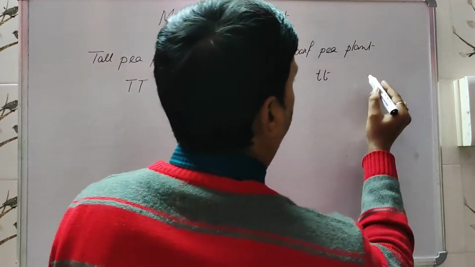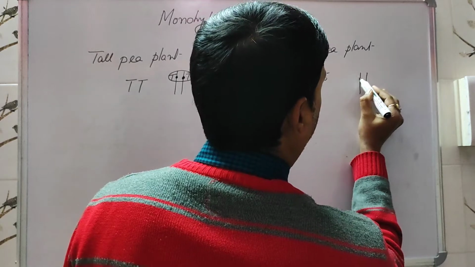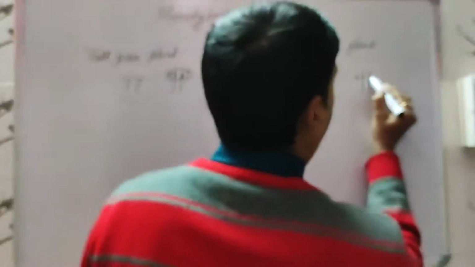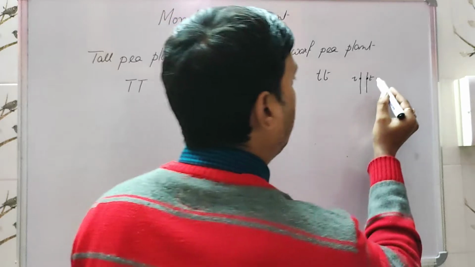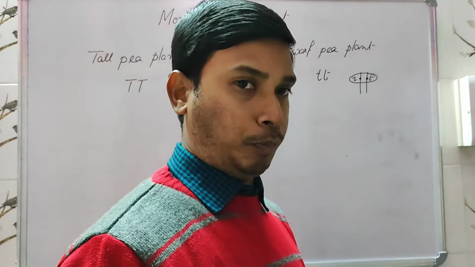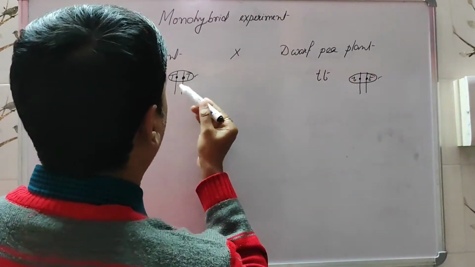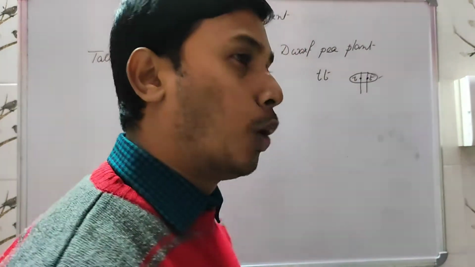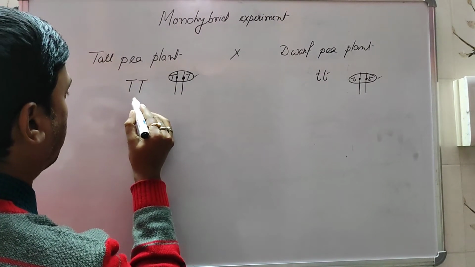In the same way, for the other two homologous chromosomes, suppose in this particular position small t is present, and in the corresponding area of the same locus, small t is present. This particular portion we call an allele. So here is the allele for the tall trait, and here the small t allele for the dwarf trait. Now we have to segregate the gametes.